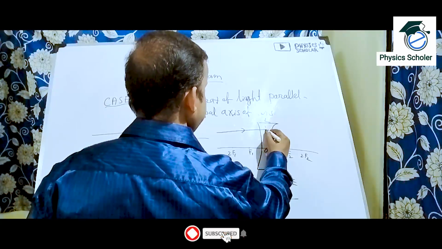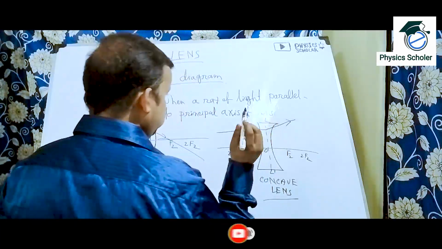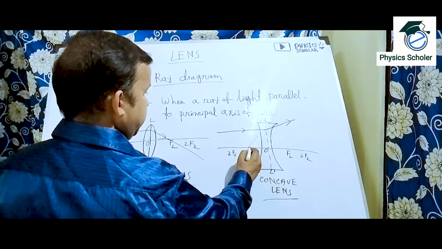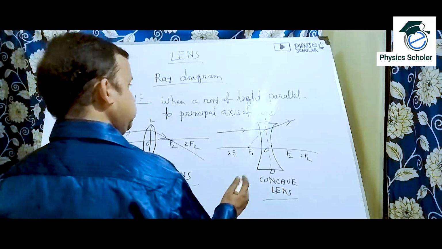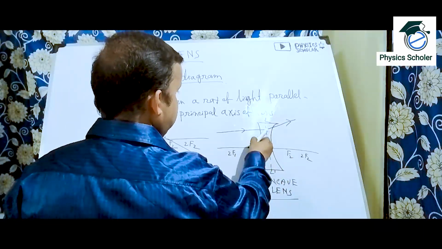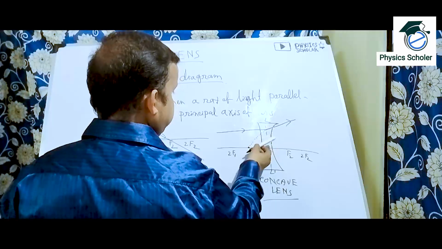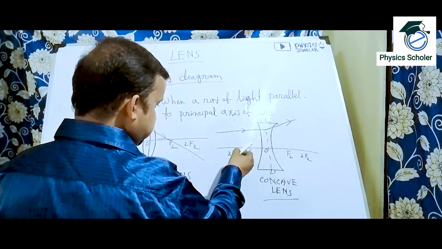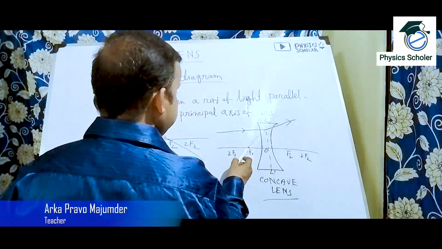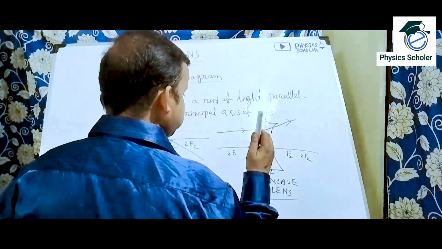So what will happen after getting refracted? In my previous episode I already showed you that it will be divergent in nature. If we extend it at the back, it will meet on the principal focus. So when a ray of light parallel to the principal axis falls on a concave lens, after getting refracted it is divergent in nature and moves in an upward direction. If we extend it at the back, it appears to meet at a point on the principal axis. This is known as the principal focus of this concave lens.